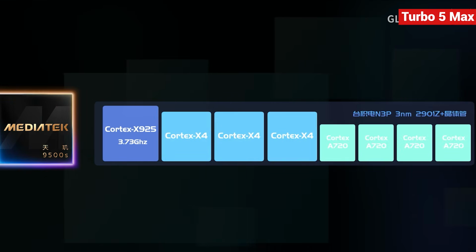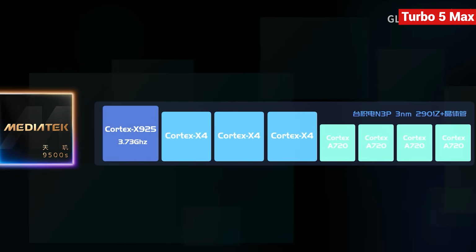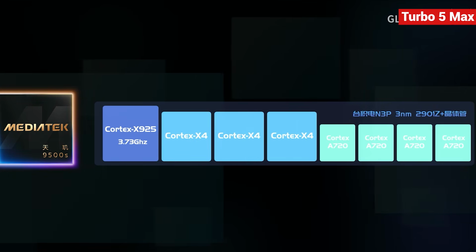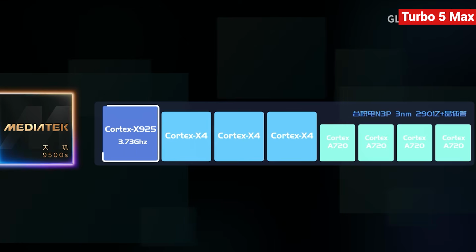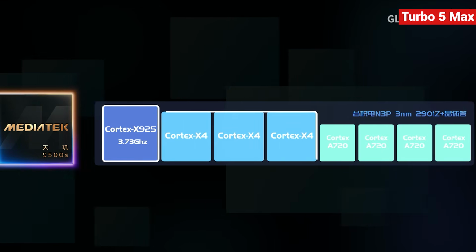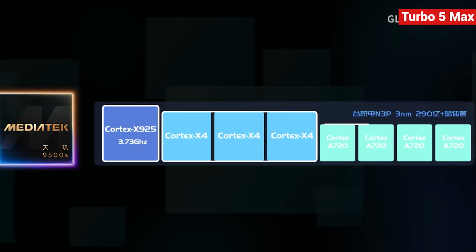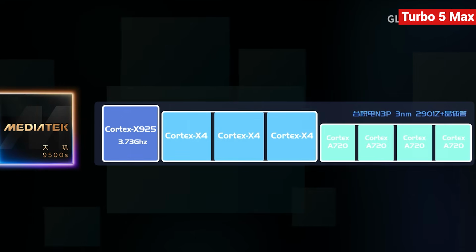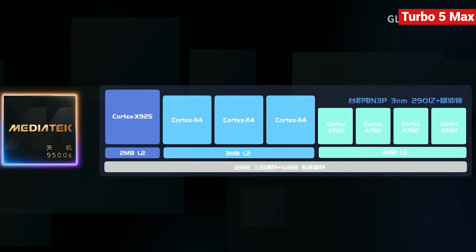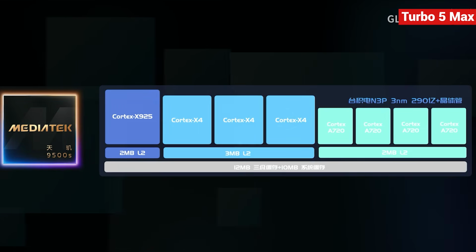Moving on to the CPU architecture, the Dimensity 9500S continues MediaTek's proven big core strategy. It features one ultra-powerful Cortex X925 clocked at 3.73 GHz, supported by 3 Cortex X4 cores and 4 Cortex A720 cores. When it comes to cache, MediaTek didn't hold back here either. The 9500S is fully loaded, even going beyond some of its main competitors.